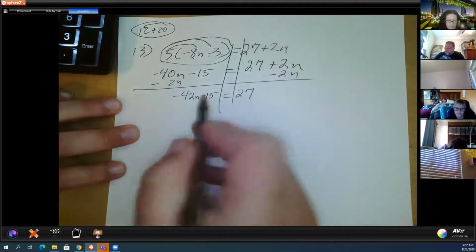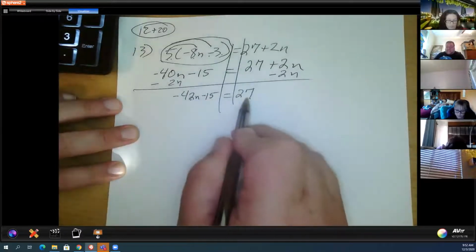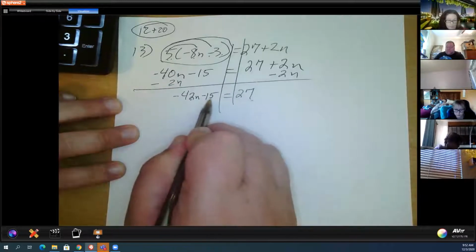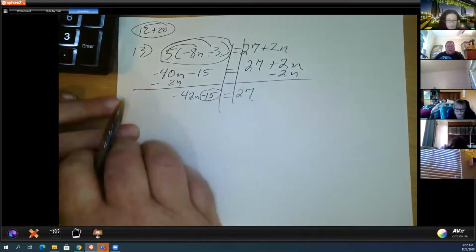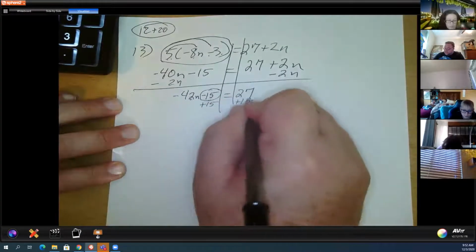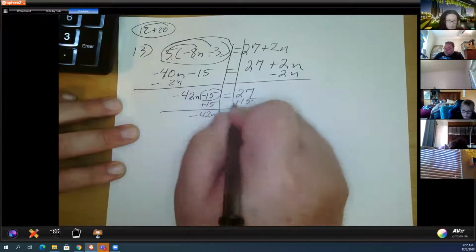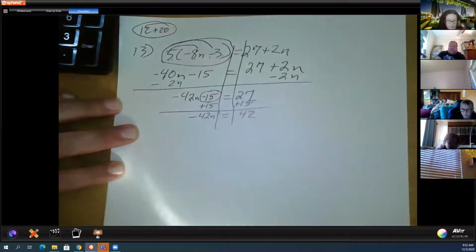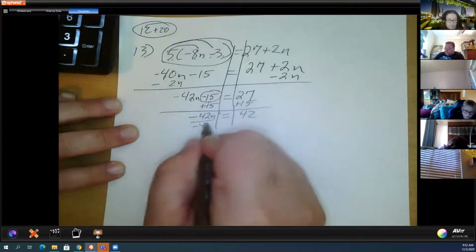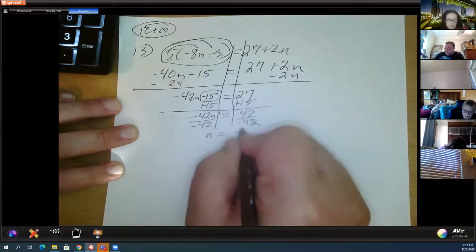Now remember, when I have a variable and a number, something needs to leave. In this case, since numbers are the only thing over here, then I want to get rid of the numbers from over here. So that means this 15 is currently not welcome. So I'm going to add 15 to both sides. Now I have negative 42n equals 42. Well, that looks pretty good, huh? So if I divide by negative 42 now, I'll get n equals negative 1.